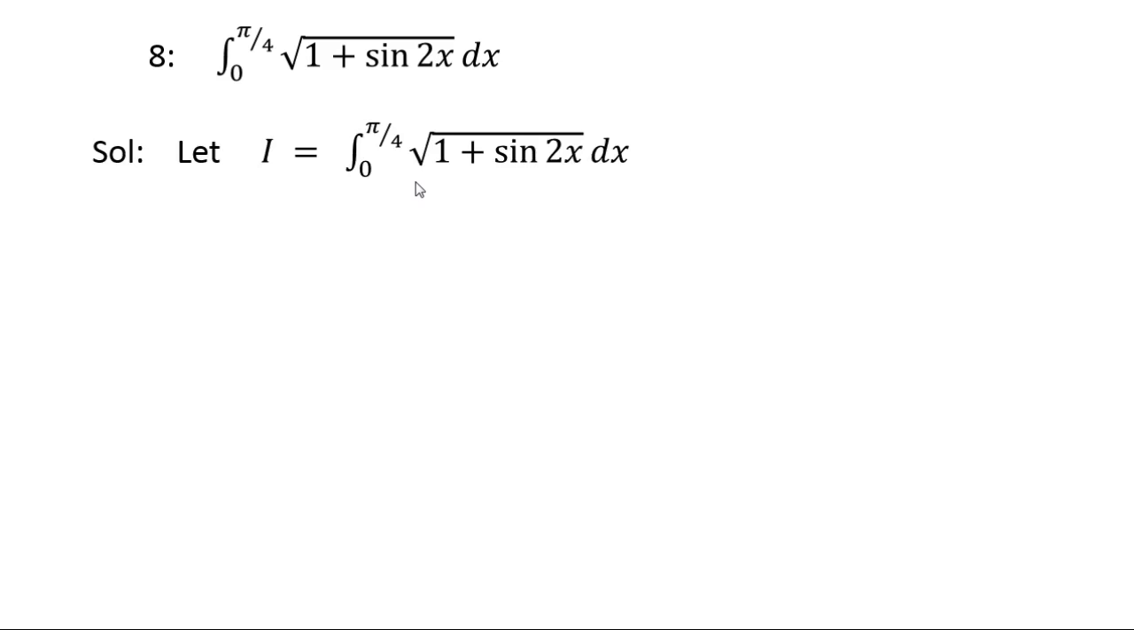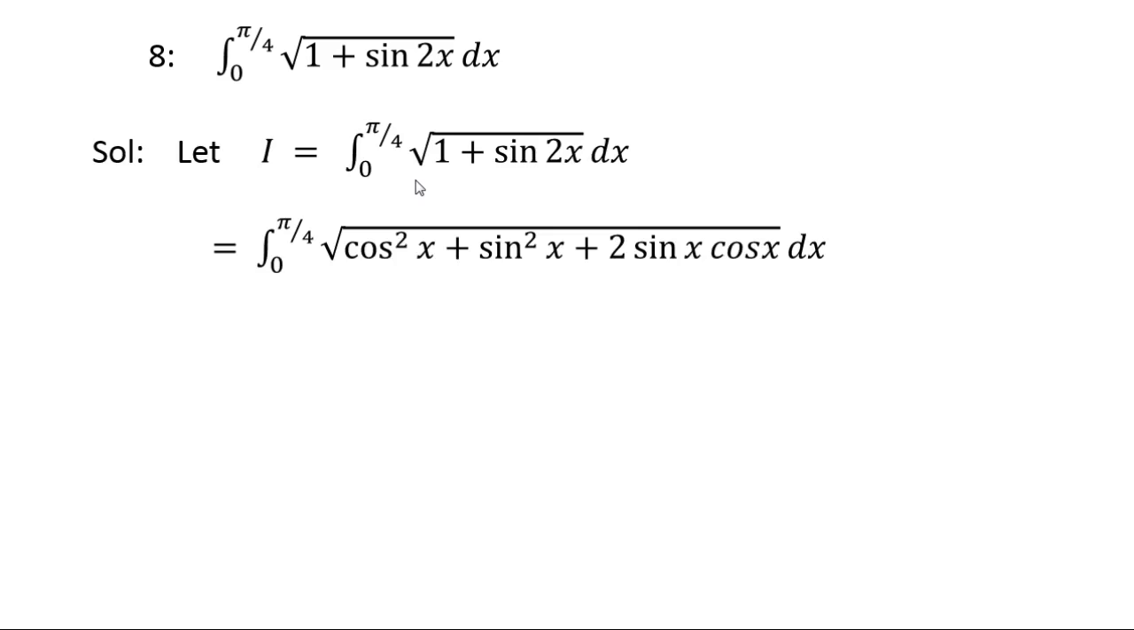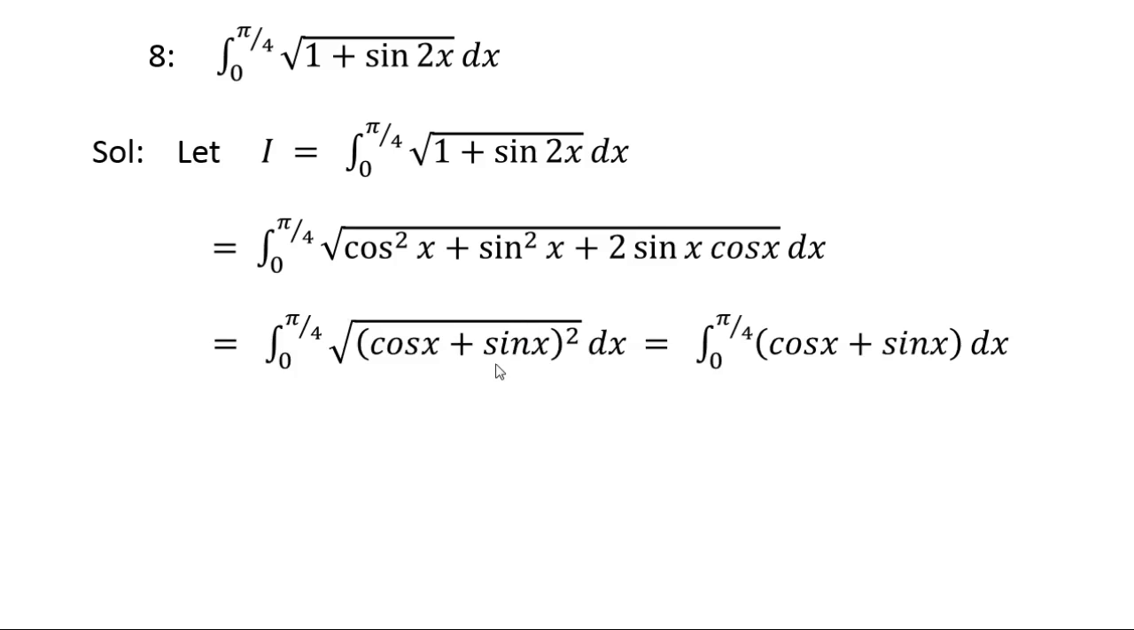So for finding the integration, we denote this integral by I, and in place of 1 let us write cos square x plus sin square x. So this is a complete square of cos x plus sin x, bracket square, and its square root is cos x plus sin x. Limits are from 0 to pi by 4.